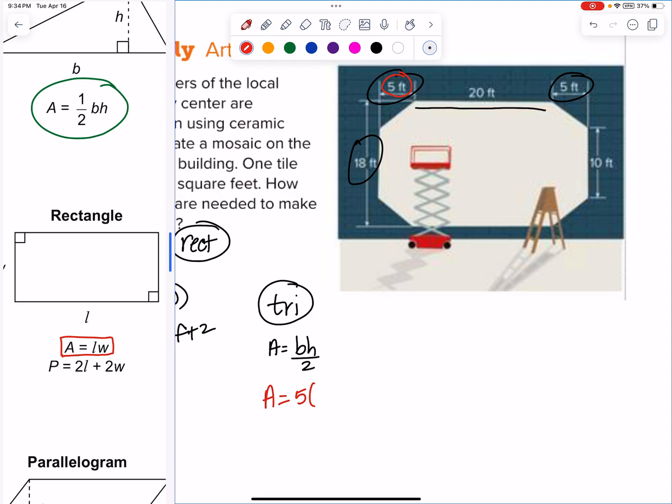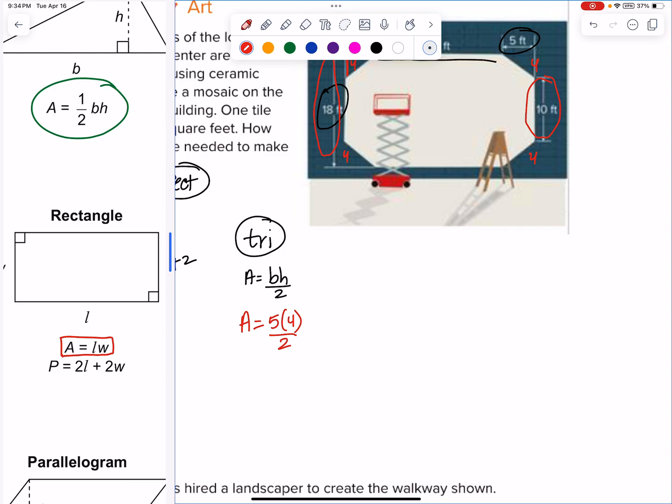Now we've got to figure out what the height is here. So we know this whole thing is 18. We know this amount is 10. So 18 minus 10 is 8. And we know it has to be split evenly, so we have a 4 and a 4 here, and that adds up to the 18. So we have a base of 5 and a height of 4, and that whole thing gets split in half because a triangle is just half of a rectangle.